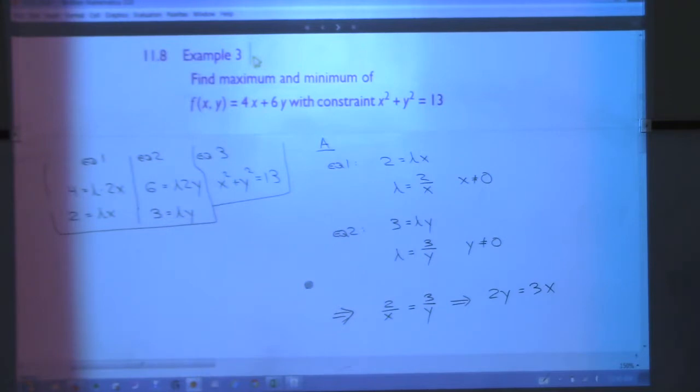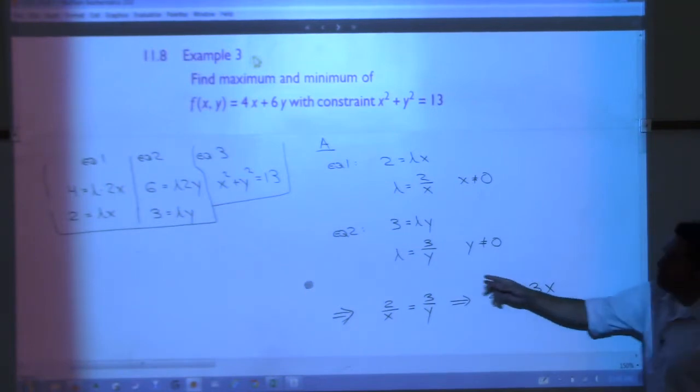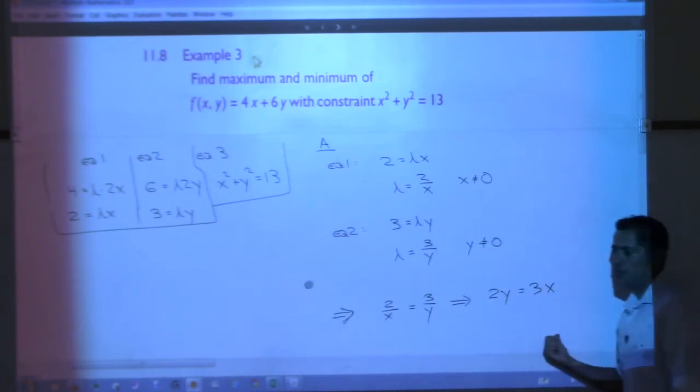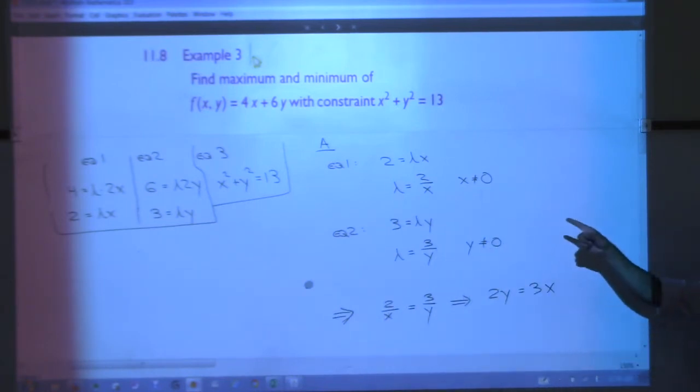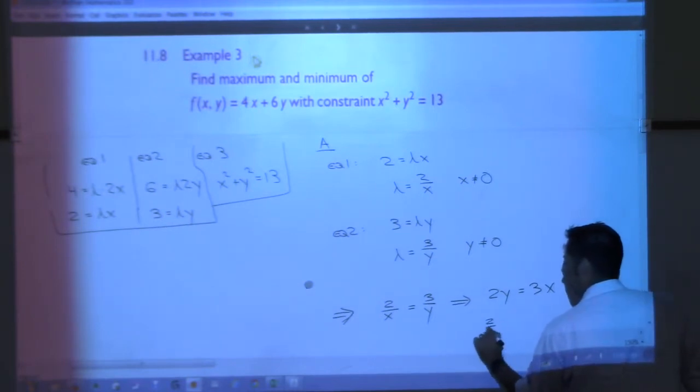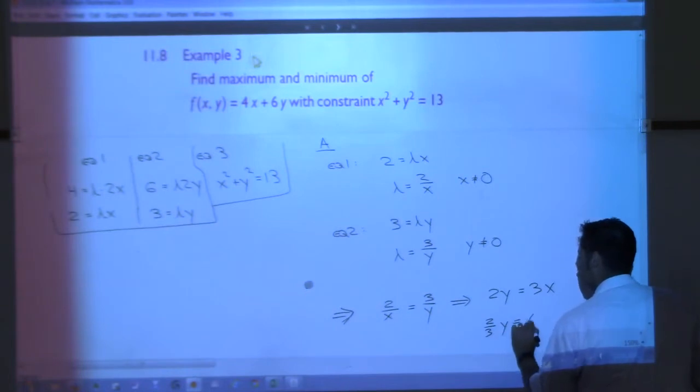Now what? How do you want me to use the third equation? Solve for x here and plug it in there. Okay, so if I solve this for x, I divide both sides by 3, I get 2/3 y equals x, right?